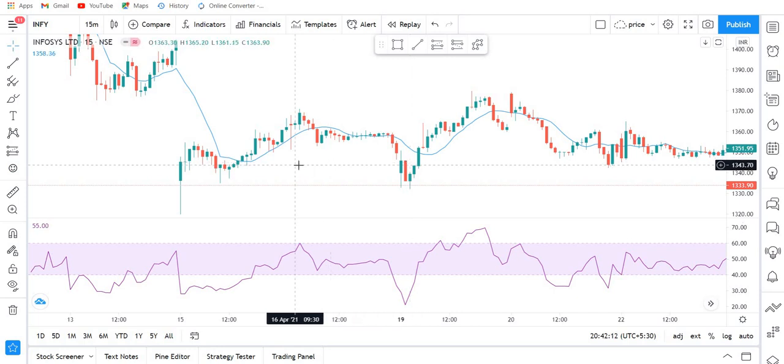So our target will be the first time when RSI touches the 60 level. As you can see, this candle has made the high, and at this candle only RSI is also touching the 60. So this is our target. Okay, not a big target, but 14 points is good enough.